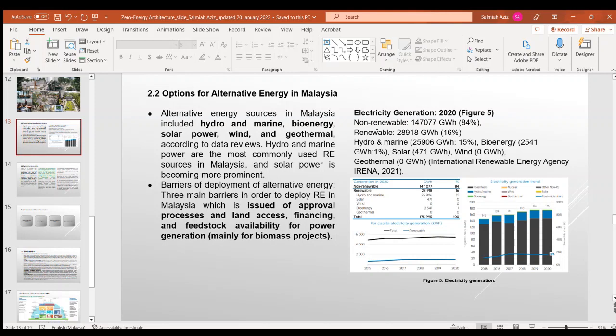So if you look also at electricity generation 2020 in figure 5, non-renewable is 147,077 gigawatt, which is 84% of total electricity generation in Malaysia. Renewable, just 16%, which is 28 gigawatt. And hydro and marine is 25,906 gigawatt, which is only 15% of total electricity generation. Bioenergy 1%, also solar, it is 471 gigawatt, and wind 0 gigawatt. So geothermal also 0 gigawatt. So the data I got from the International Renewable Energy Agency, IRENA 2021.